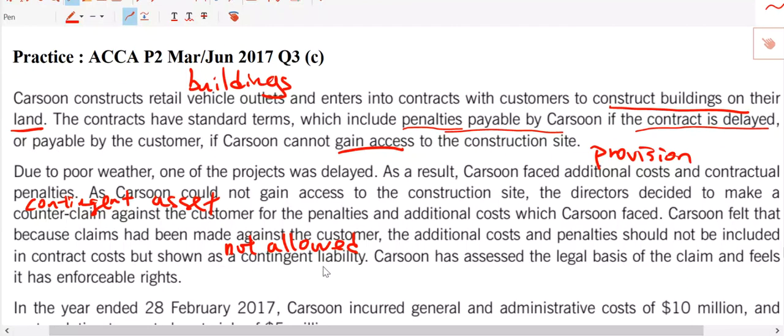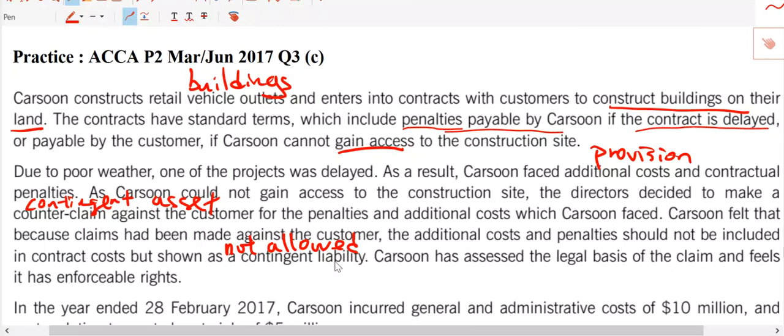Why is it not allowed to treat the penalty as contingent liability? Because if you treat the penalty as a contingent liability, then you do not recognize it. We don't recognize contingent liability, we only disclose it. The argument is we have made a counterclaim, so we do not need to recognize the provision, because whatever we need to pay might ultimately be recovered from the customer. But I think it is not appropriate because these are actually two different things.